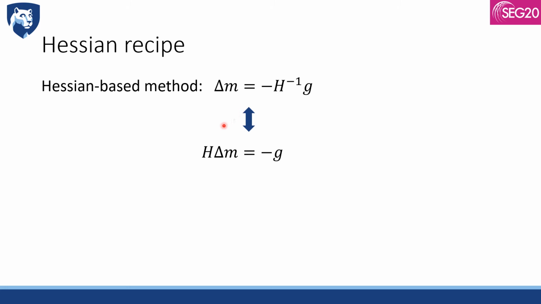Intuitively, at each iteration, we try different delta m until the left-hand side approximately equals the right-hand side. And actually, we can do much better than this trial and error method.